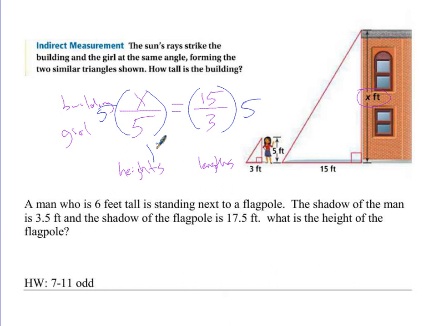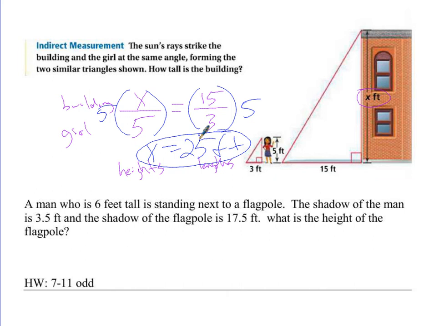X equals, now I have 15 times 5 divided by 3. Well, 15 divided by 3 is 5. And then 5 times 5 is 25 what? Feet. So that building is 25 feet tall. I didn't even have to measure it, but I know that it's 25 feet tall because I used geometry and a little bit of algebra to figure that out.